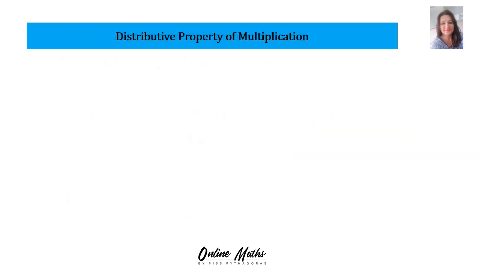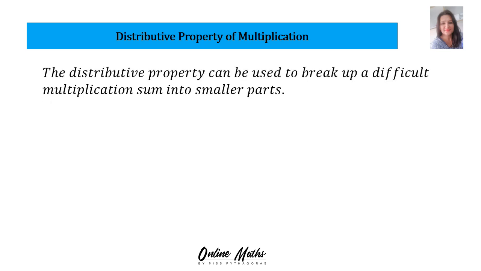The distributive property of multiplication. What does that mean? The distributive property can be used to break up a difficult multiplication sum into smaller parts. Now in English, the word distribute means to deal out, to hand out, or to disperse. So let's look at an example. If I give you 5 times 306, you can break up the 306 into 300 plus 6.